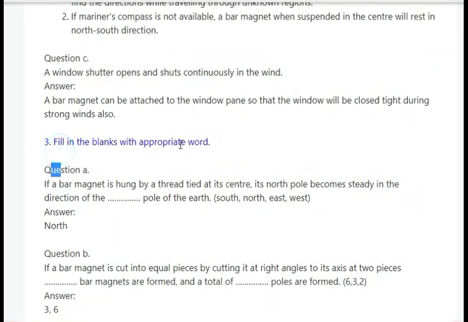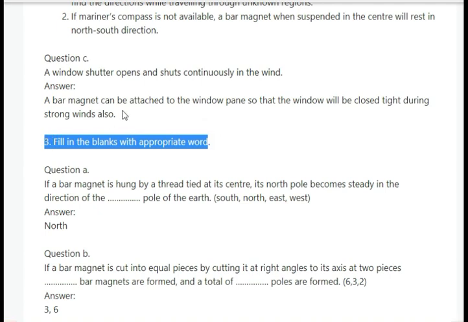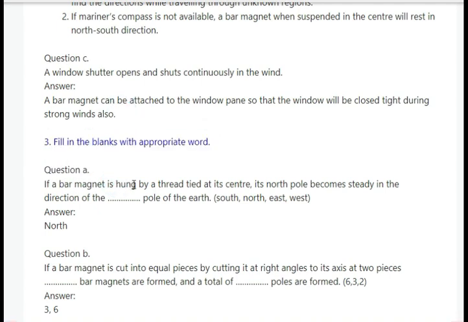Question 3. Fill in the blanks with appropriate words. Question A. If a bar magnet is hung by a thread tied at its center, its north pole becomes steady in the direction of the north pole of the earth. Fill in the blanks: among the four options, the answer is north.